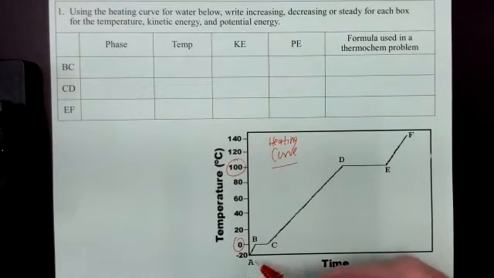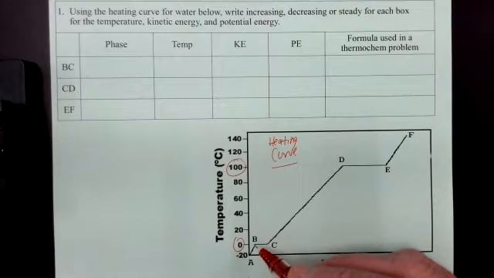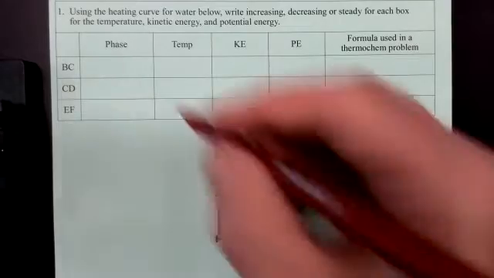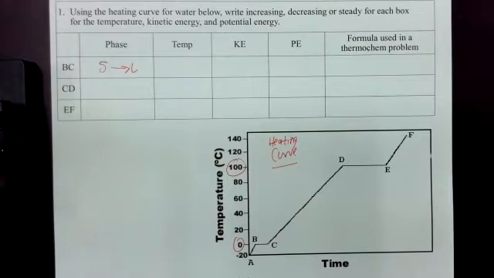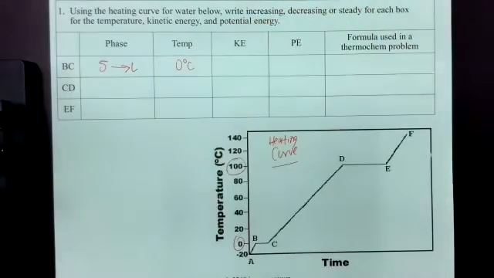Now from A to B, we have ice that's super cold. It gets warmer and warmer until it gets up to point B. From B to C, it's changing from solid to liquid. That's called the melting point. Now what temperature is BC? BC is flat. It's at one temperature, 0 degrees centigrade.